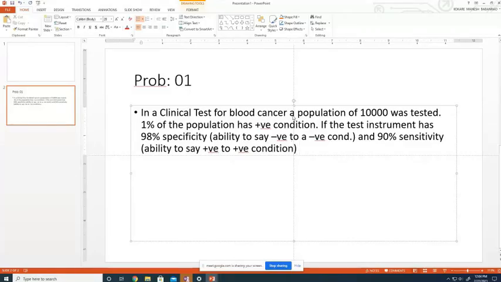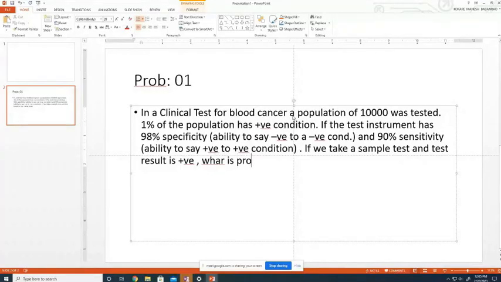Okay. If we take a sample test and the test result is positive, what is the probability that the sample has the condition?